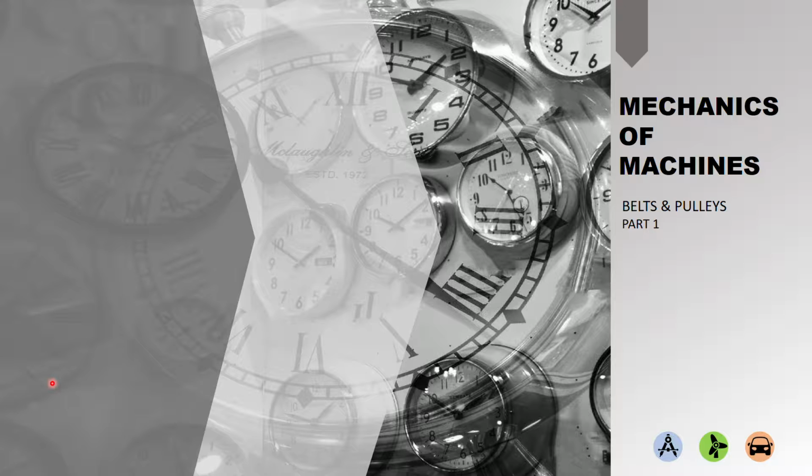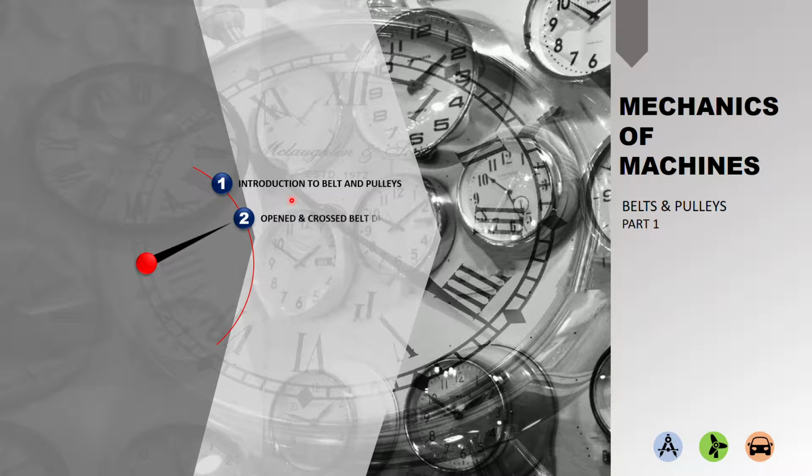Now this part we are looking at belts and pulleys for the mechanics of machines. In this part, first we will be looking at the introduction of belt and pulleys. What is the function and the application of belt and pulleys? Usually it is for power transmission.